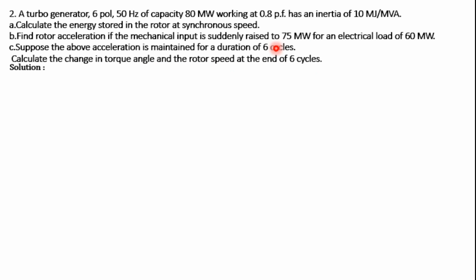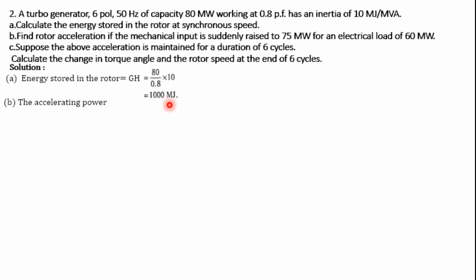So let us consider the first one: calculate the energy stored in the rotor at synchronous speed. We know that the energy stored in the rotor is equal to G into H. G is nothing but 80 megawatt at a 0.8 power factor, so this is 80 divided by 0.8. The H value is 10 megajoule per MVA rating. So we'll get 1000 megajoule.